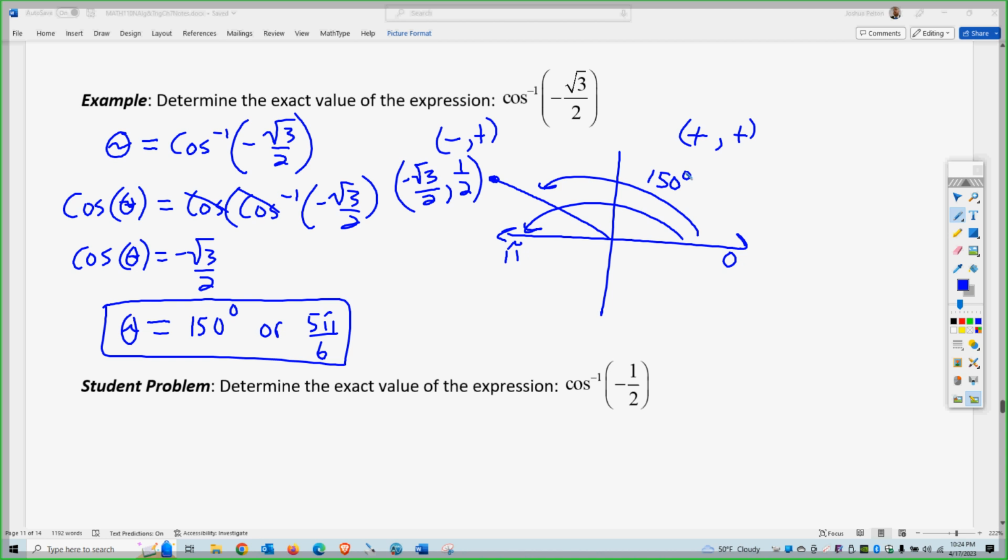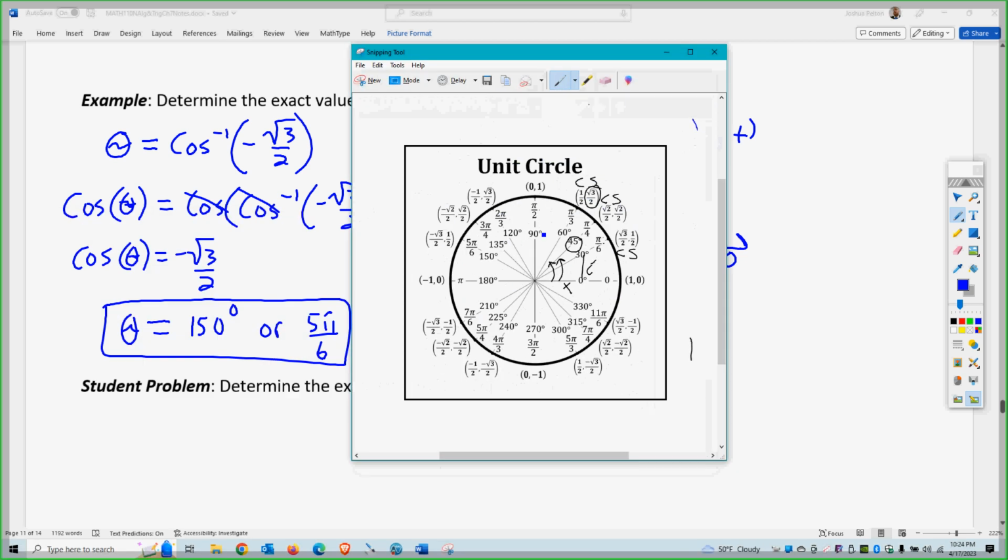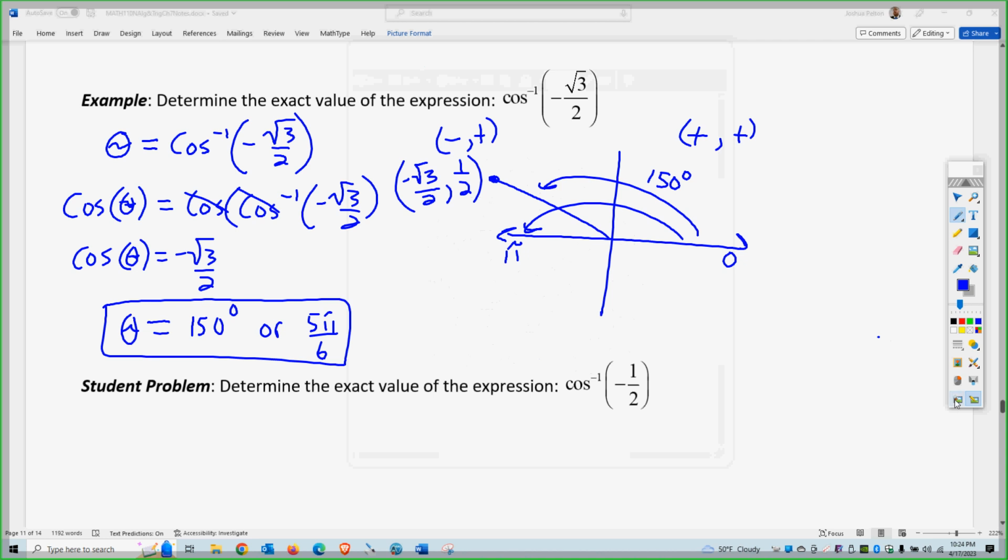And again, you can prove it to yourself by looking at the unit circle. Let's bring that up. There's the cursor here. I can't see it. Oh, there we go. I just drew right through it. Oh, there it is. There's the 150 degrees there. So if I go to that angle, I get that coordinate there. Okay. Pause the video. Try the student problem for yourself.